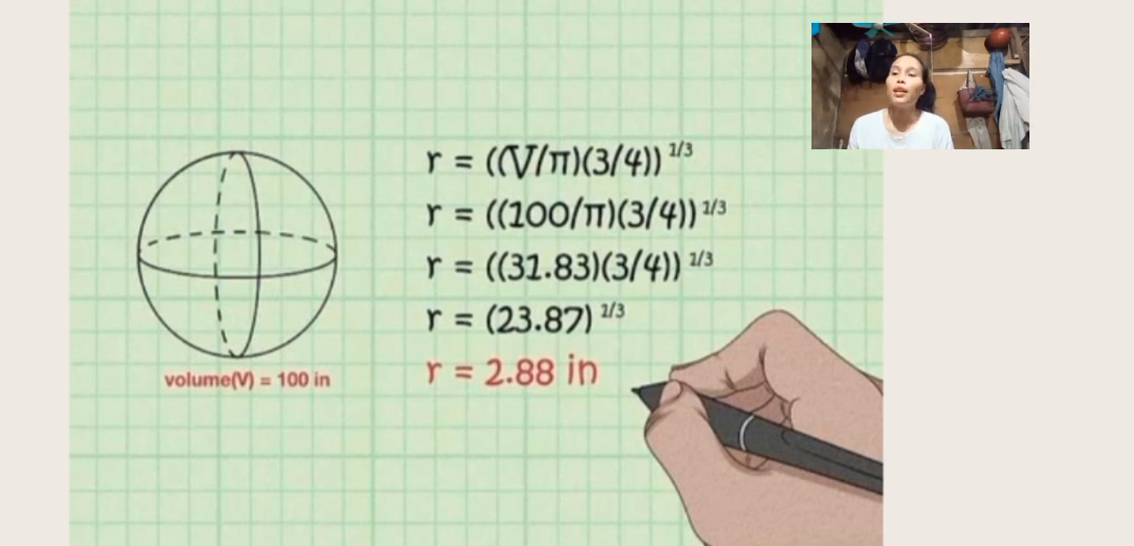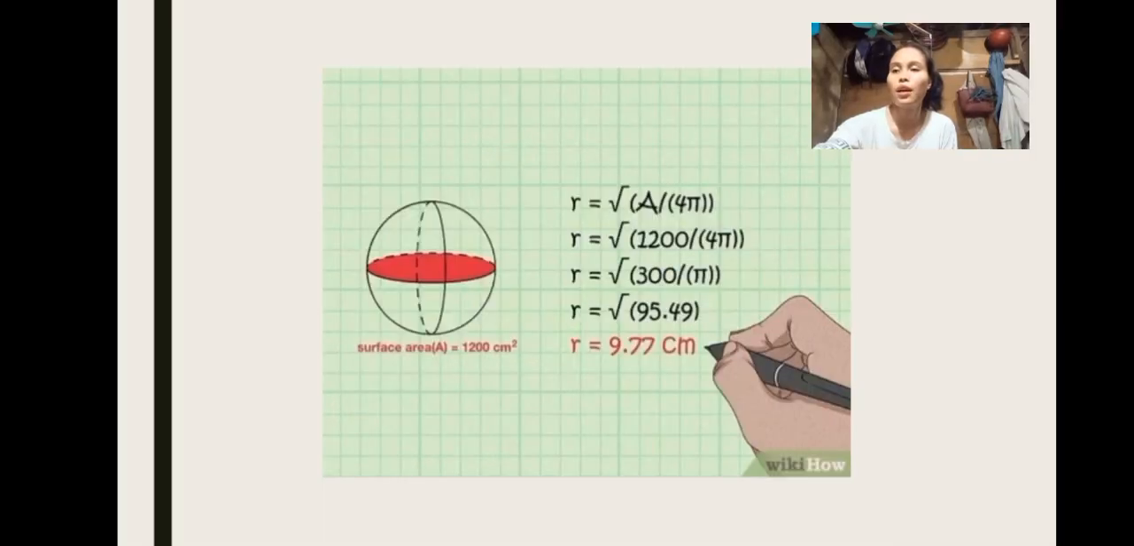So let us find out the final answer, and that is 2.88 inches. Next is the surface area. Since we have the value of the surface area, we need to find the radius.